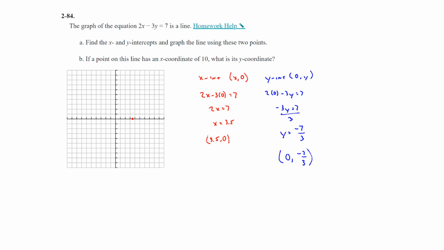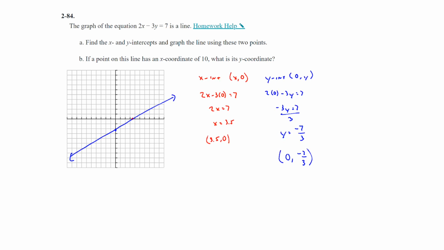So we'll try to graph that the best we can. It'll be a little hard there because it's not intersecting exactly. So those 2 points, it wants us to graph using those two. Make sure you use a straight edge to get a nice line. And there that is.